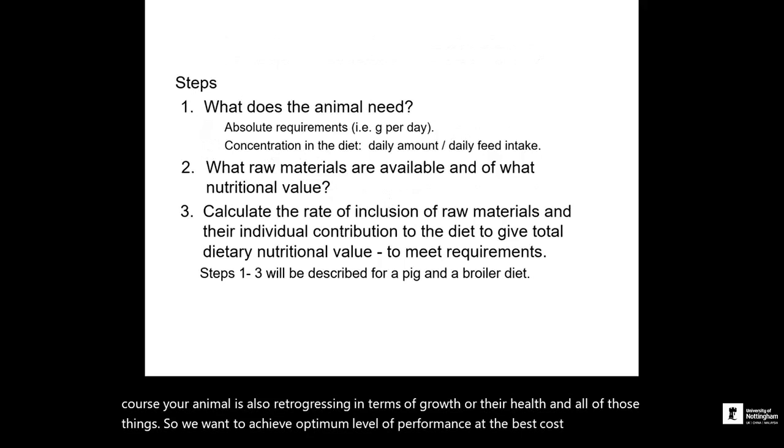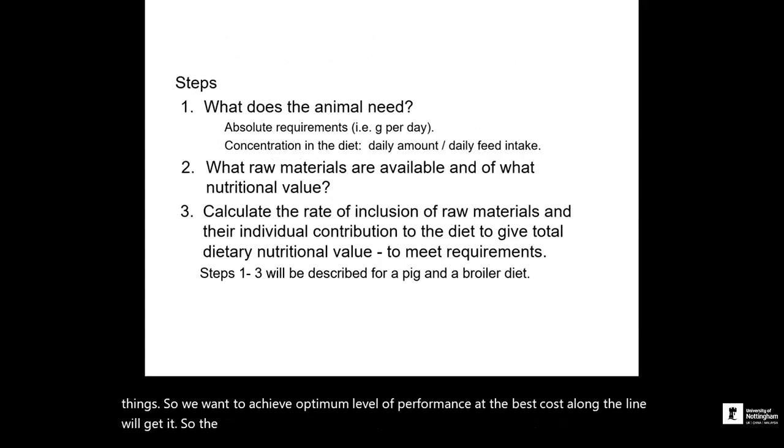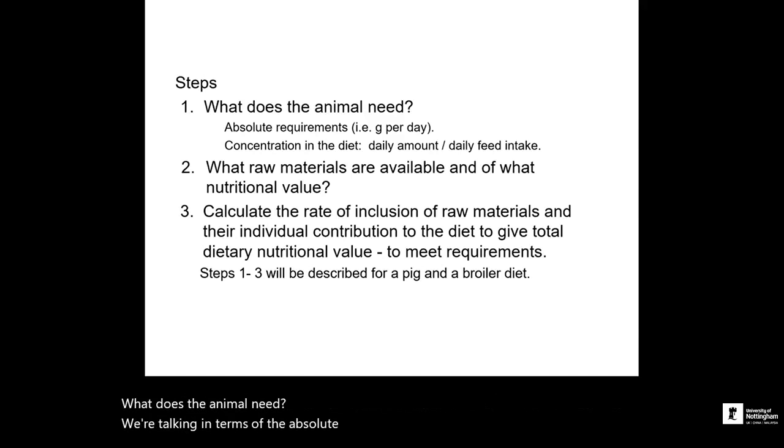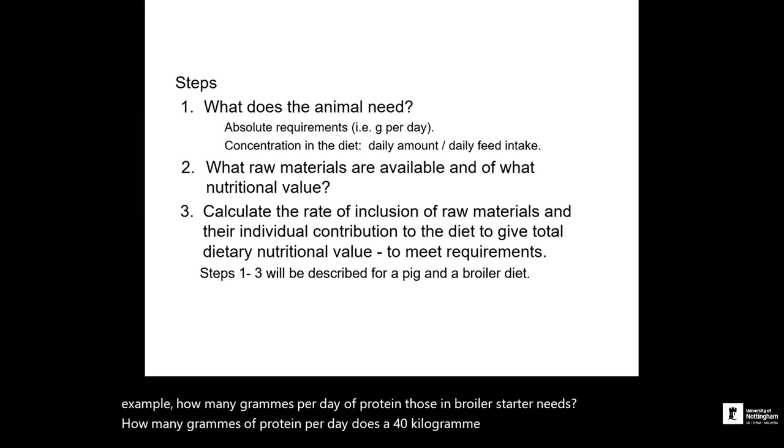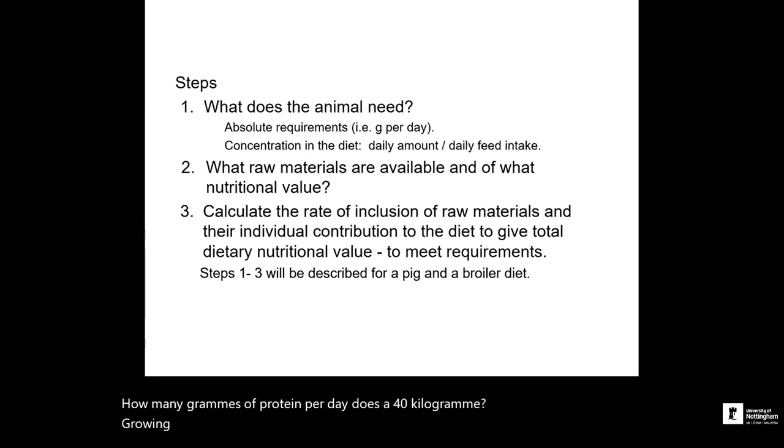Along the line, we'll get there. So the steps are basically, as we begin into the Excel spreadsheet exercise, what does the animal need? We're talking in terms of the absolute nutrient requirement, e.g. gram per day. For example, how many grams per day of protein does a broiler starter need? How many grams of protein per day does a 40 kilogram growing pig need?